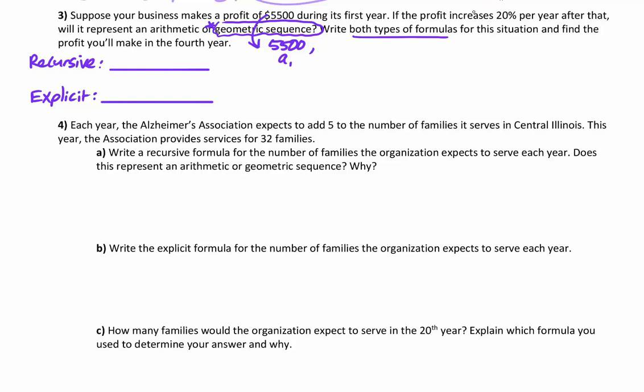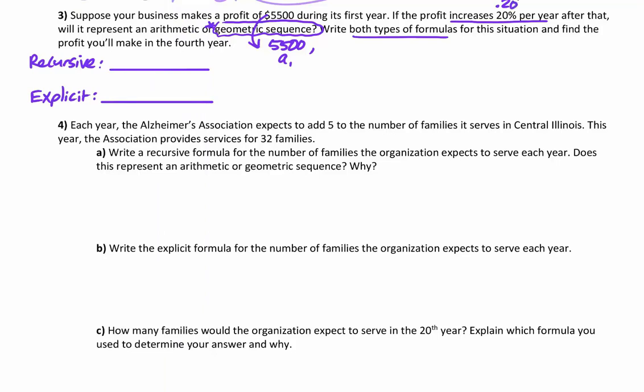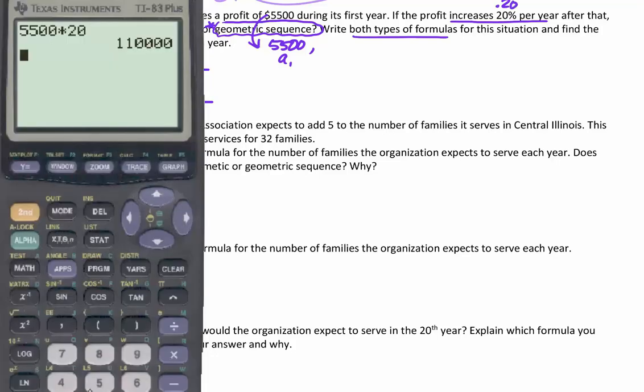Okay, after that, we know the profit will increase 20% per year. But we would not want to take 5,500 and multiply that by 20. Let me show you what happens. Okay, if we times by 20, which maybe we thought that was 20%, this gets gigantic. Okay, some people will say, we need to multiply because 20% is 0.20. And you're getting closer, but if I take 5,500 and I multiply that by 0.20, we get a smaller amount. And the profit needs to be increasing, not going down.